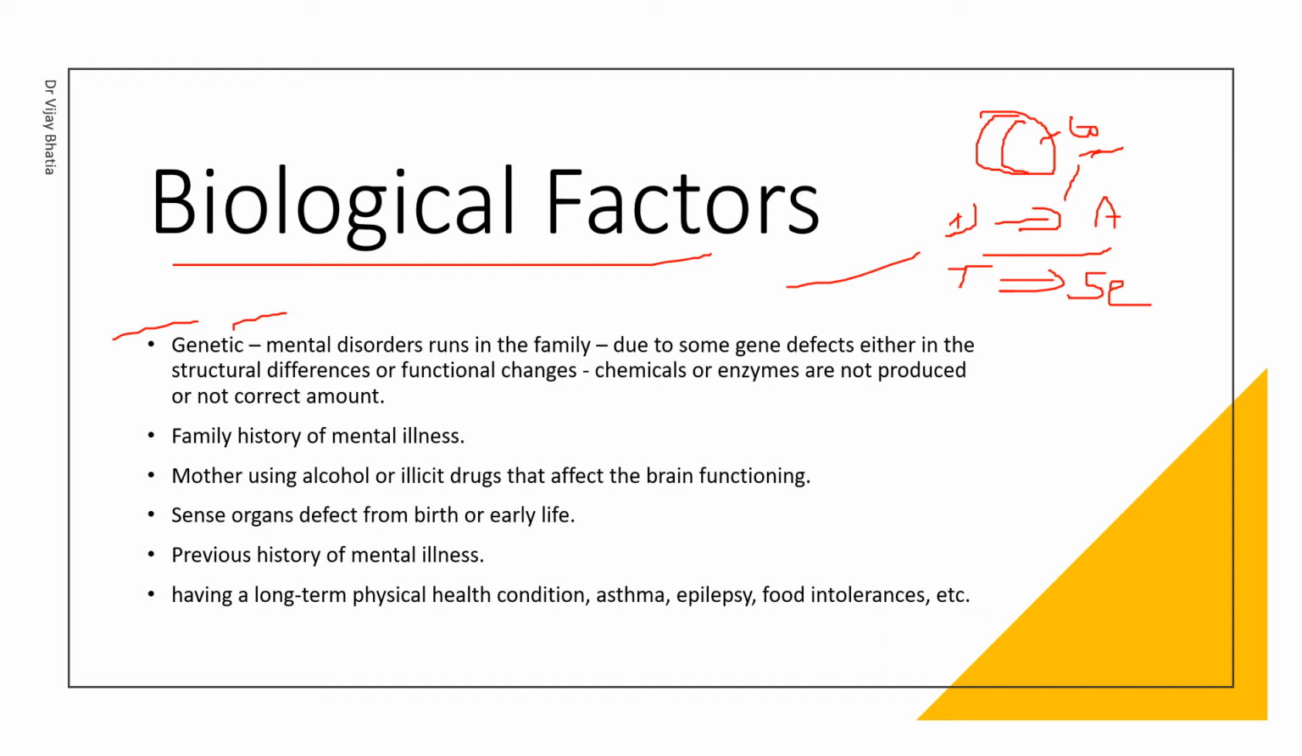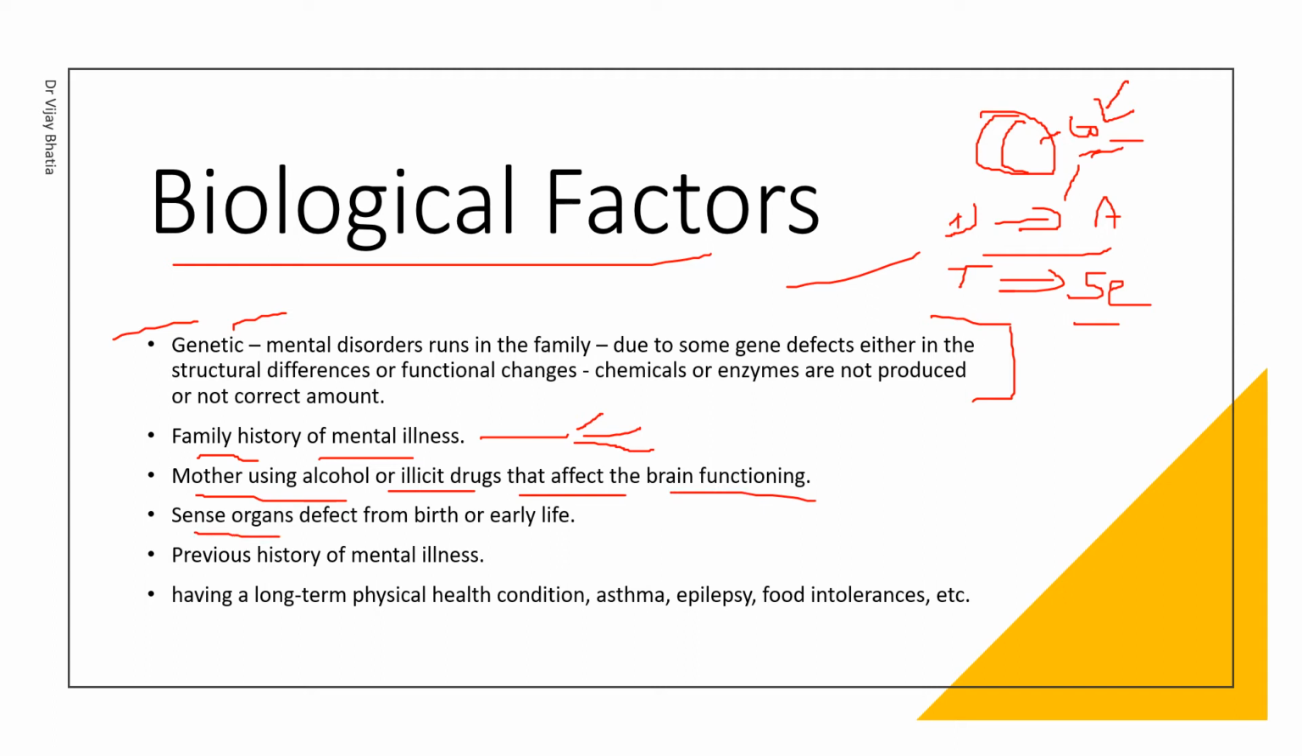So this is a typical example of folic acid being converted into tetrahydrofolate by the enzyme, and then the tetrahydrofolate giving its methyl group and H ions to the tetrahydrobiopterin. So this will cause a genetic problem, can cause mental disorder, and normally there is a family history of mental illness. Especially examples will be schizophrenia or bipolar illness or ADHD and many others. If the mother has been using alcohol during the pregnancy or illicit drugs, they are going to affect the brain function of the baby.